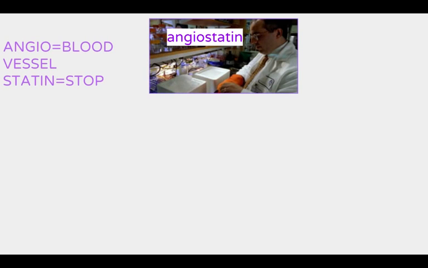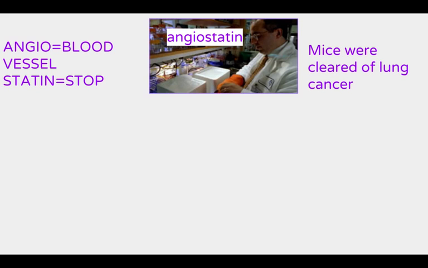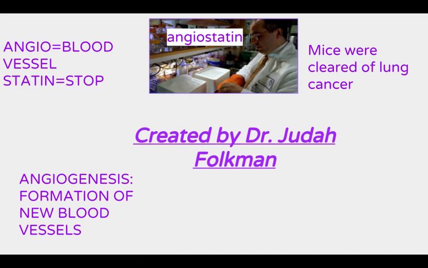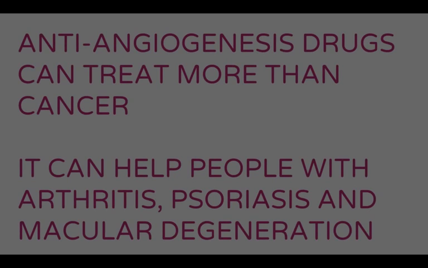He found another treatment as well, called endostatin, named from angio, which means blood vessel, and statin, which means stop. For the mice that he gave endostatin, their lungs were clear and had not metastasized. They didn't have lung cancer. Anti-angiogenesis drugs can treat more than cancer, however, such as arthritis, psoriasis, and macular degeneration.